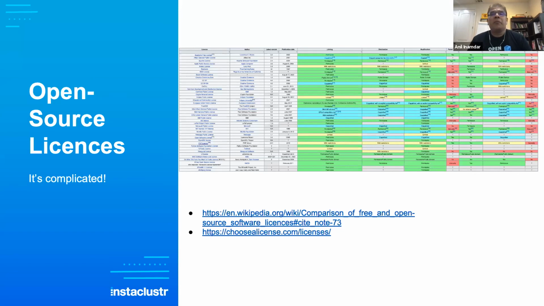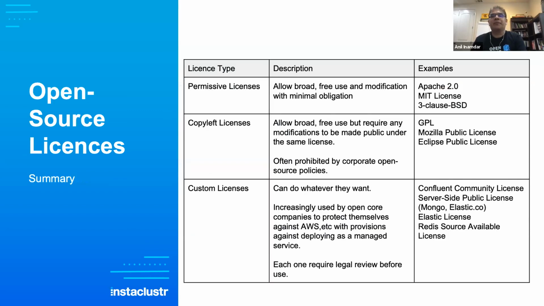Okay, now don't get scared by this slide. Open source licensing has several nuances and is really complicated. This is from Wikipedia and is just meant to show the complexity. You can take a look at this at your leisure. We're going to simplify the spreadsheet for you. So for all practical purposes, you can focus on this summary.